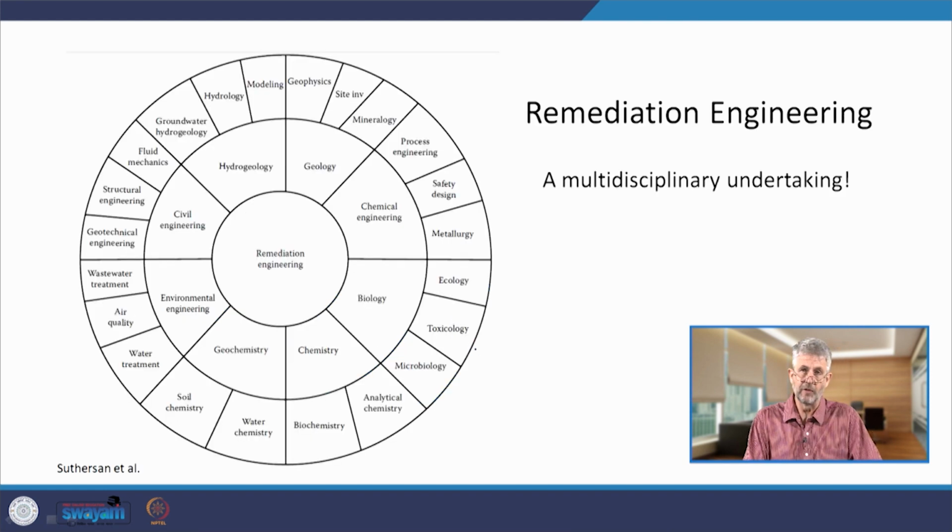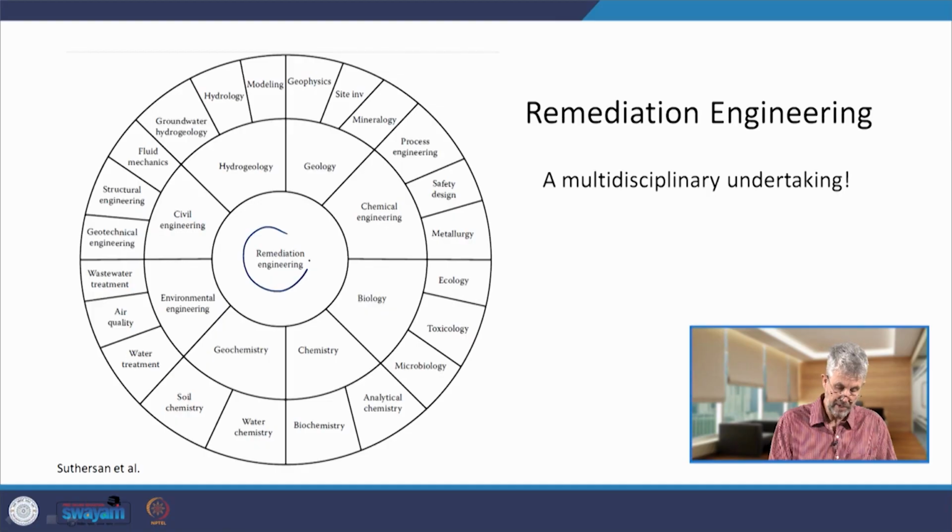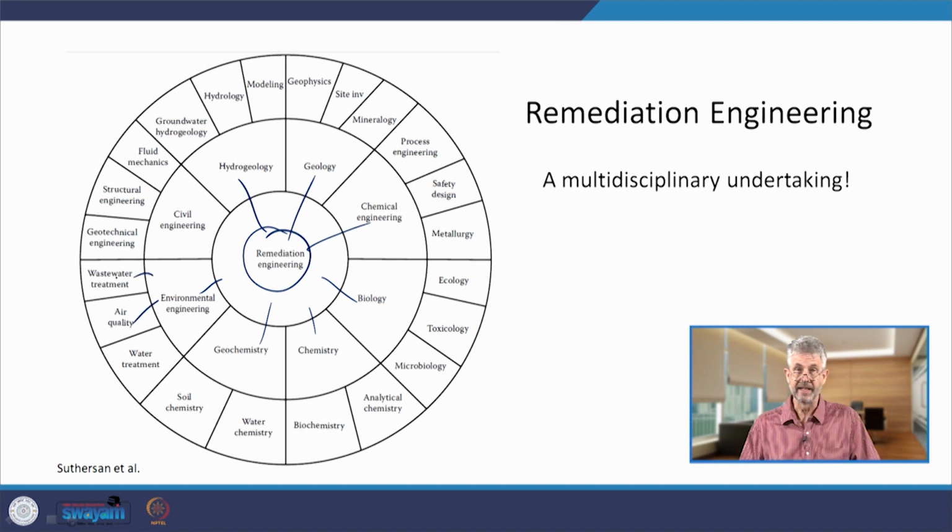And that's what's so fascinating about remediation engineering. It is really a multidisciplinary undertaking, and remediation engineering draws, like I mentioned in the previous slide, from all these various disciplines and subdisciplines. And again, it is so complex that we just have to work as a team using all these multiple disciplines available to us.